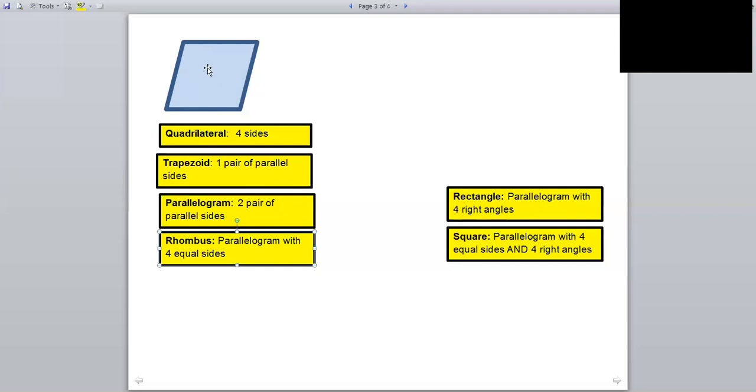Can we call this figure a square? Excellent. We cannot call this figure a square because even though it is a parallelogram and it has 4 equal sides, it does not have 4 right angles. And because it doesn't have 4 right angles, we cannot call this a square.